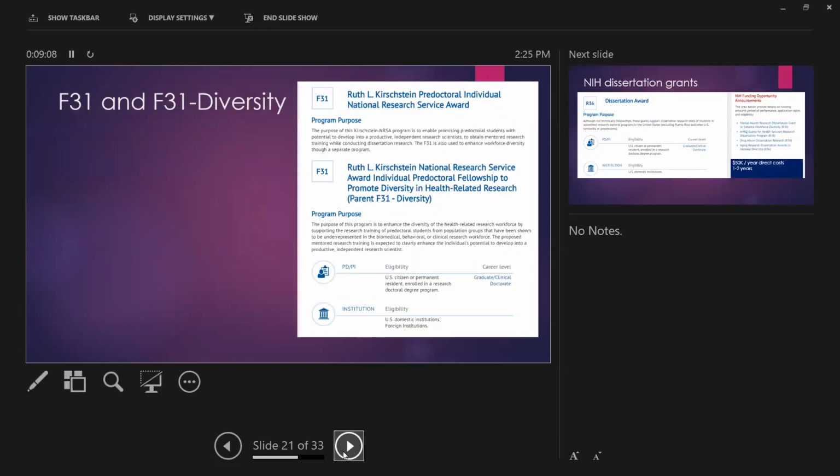And there's also an F31 diversity for people who are members of groups that are underrepresented in science. So if you think you might be in a group that's underrepresented in science, go to the website and see if you meet the criterion. Because those have slightly lower pay lines, which means they'll fund a slightly higher percentage of the applications. So if you can qualify for diversity, it's a good idea to go for it. Although you have to fill out some extra forms explaining why you're a member of a diverse group, but it's not that hard.